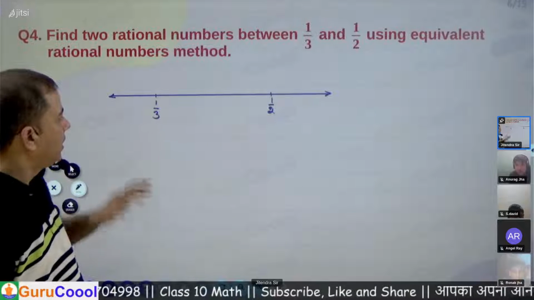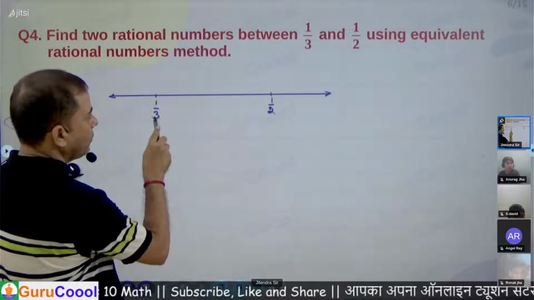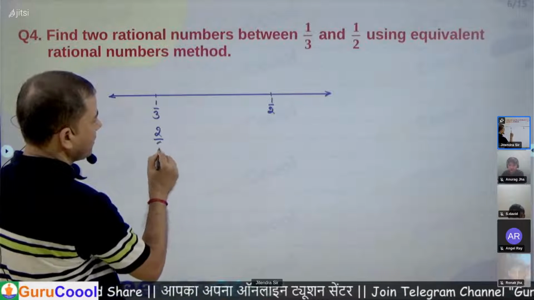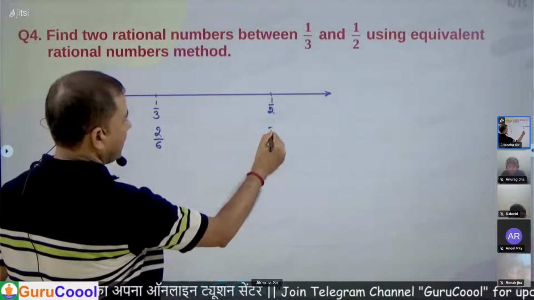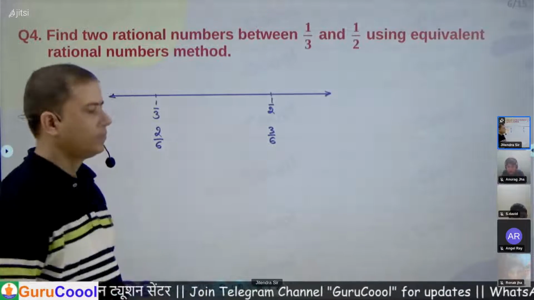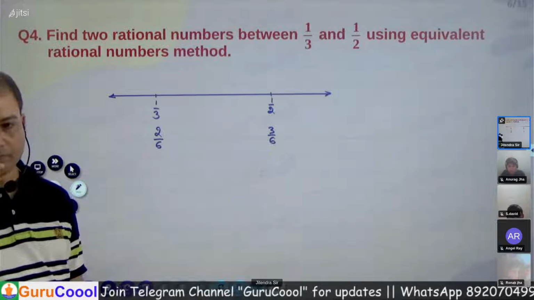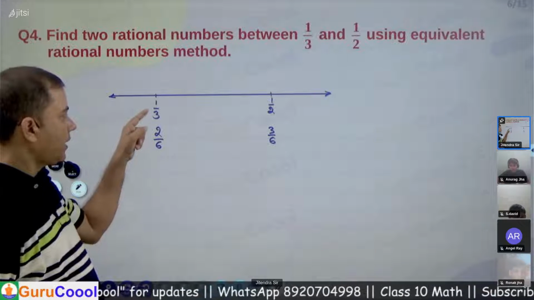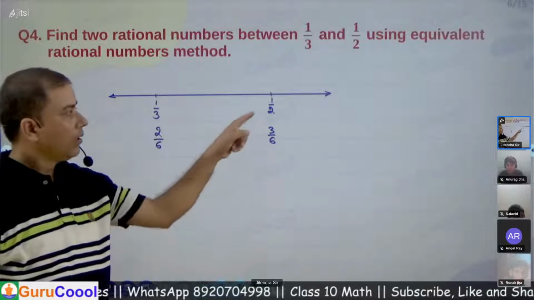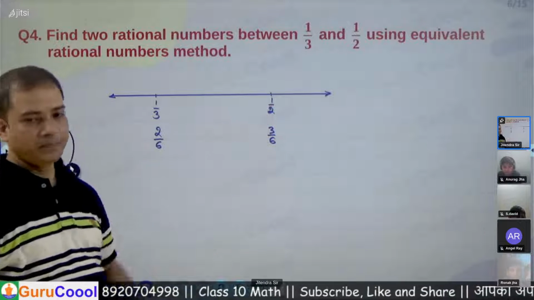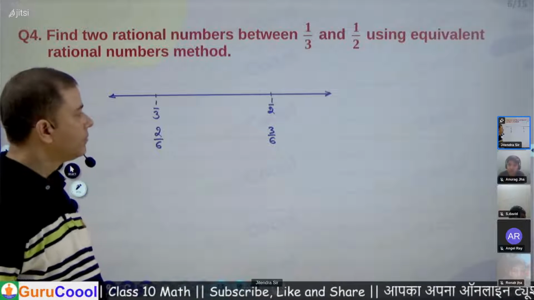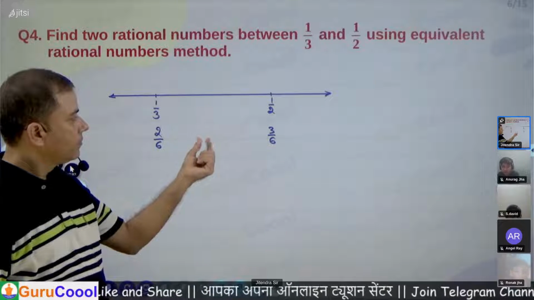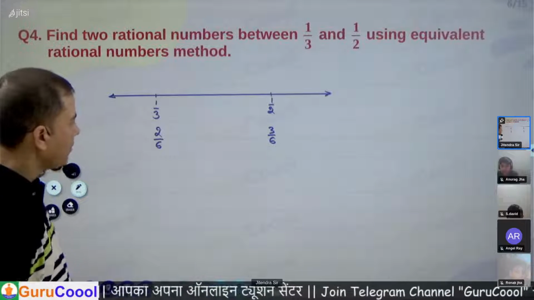1 by 2, 1 by 3. LCM of 3 and 2 is 6. So 1 by 3 becomes 2 by 6, and 1 by 2 becomes 3 by 6. Right or wrong? 1 by 3 and 2 by 6 are same, isn't that? 1 by 2 and 3 by 6 are same. Yes, sir. Okay, between 2 by 6 and 3 by 6, are we getting numbers? No, that's difficult. Let's make it easier.